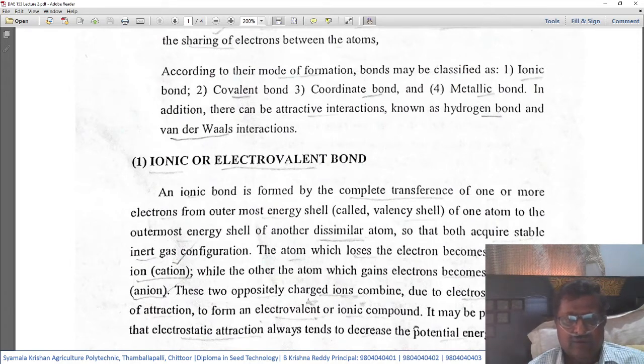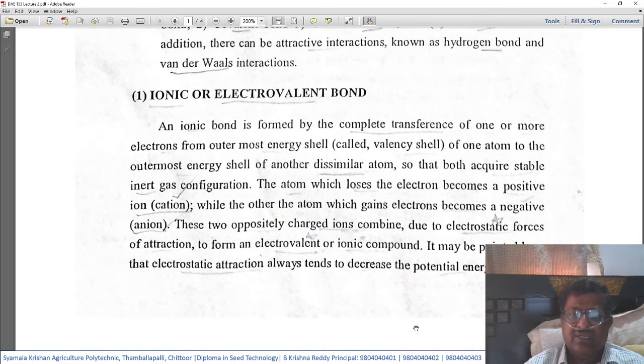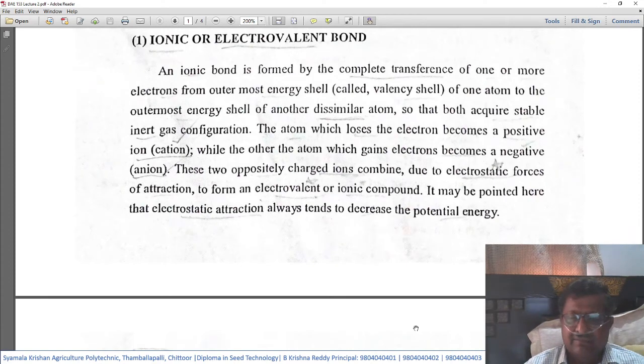The bond is called electrovalent bond or ionic bond, and the compounds that are produced at the end, after the transfer of these electrons, are known as electrovalent compounds or ionic compounds. It may be pointed out here that the electrostatic attraction always tends to decrease the potential energy. So the potential energy of these compounds will get reduced because of the electrostatic attraction.